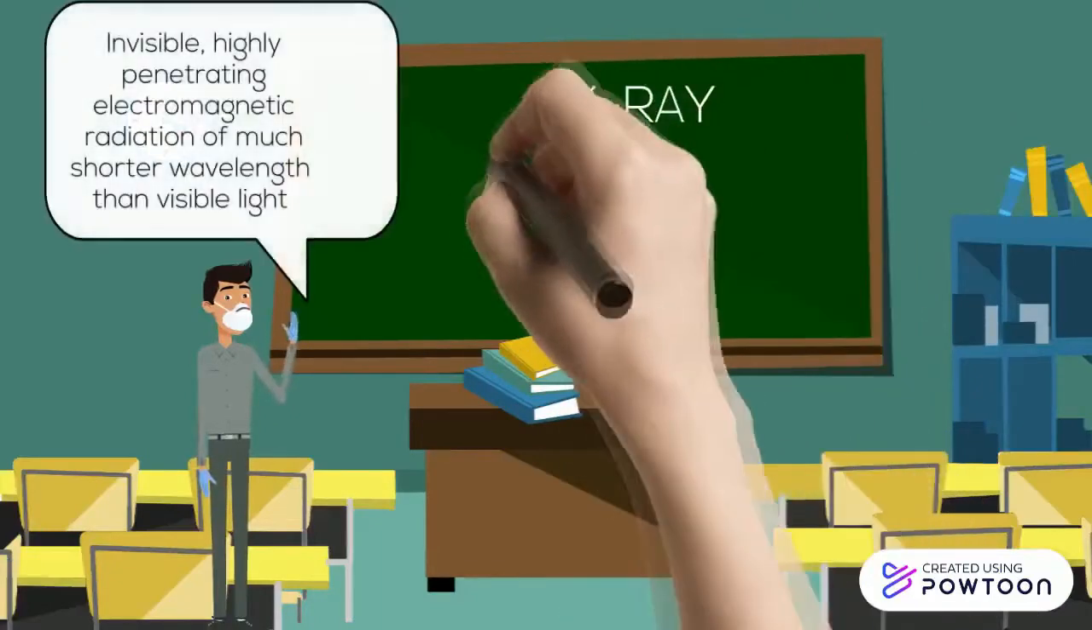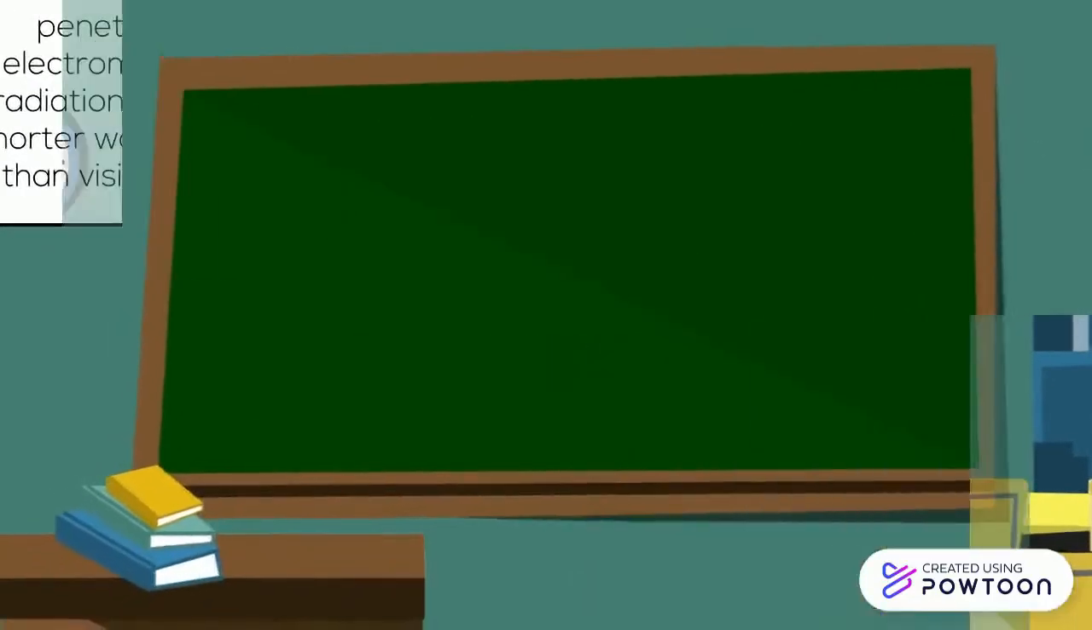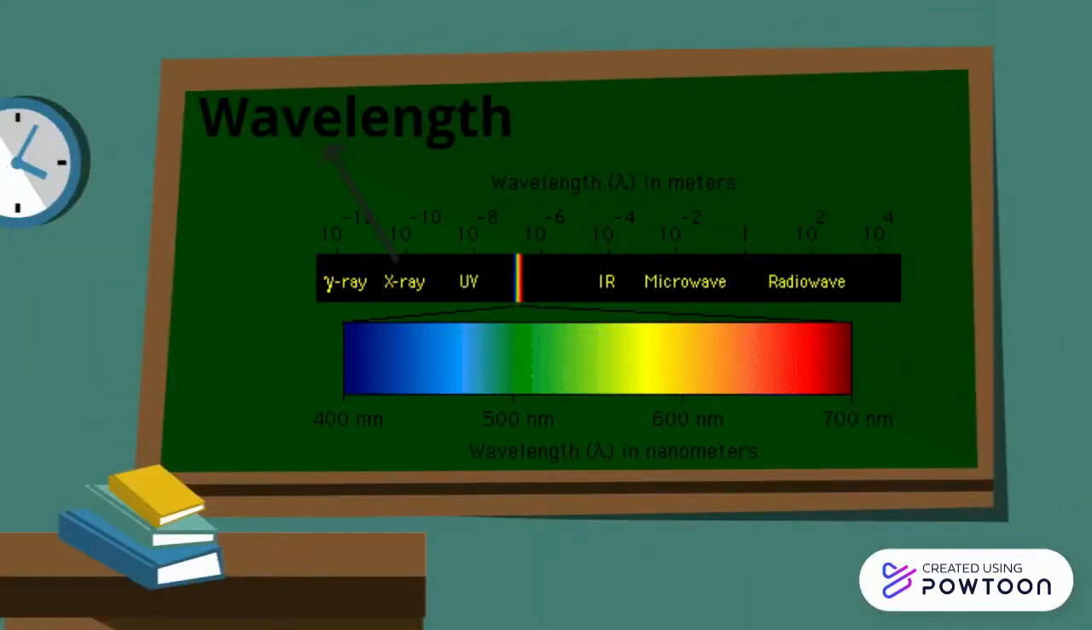X-rays are defined as invisible, highly penetrating electromagnetic radiation of much shorter wavelength than visible light. As we can see here, the wavelength range for X-rays is from about 10 to the power of negative 8 meter to about 10 to the power of negative 11 meter. The corresponding frequency range is from about 3 times 10 to the power of 16 Hz to about 3 times 10 to the power of 19 Hz.